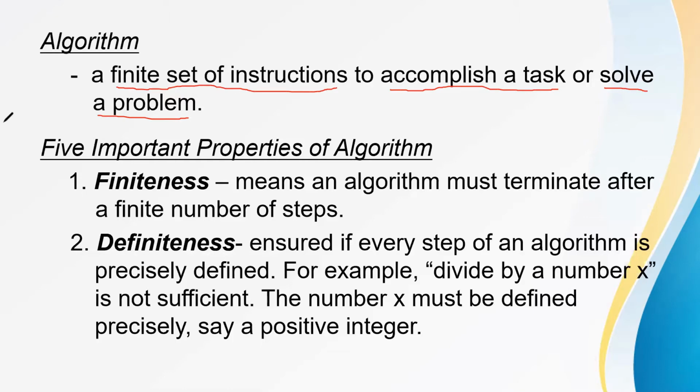Since the program or software program is based on the underlying algorithm, it is important that we make sure that the algorithm we create as a solution to the programming problem is efficient or effective. So this time, let's take a closer look at algorithms. Let's check what are the 5 important properties of algorithms.